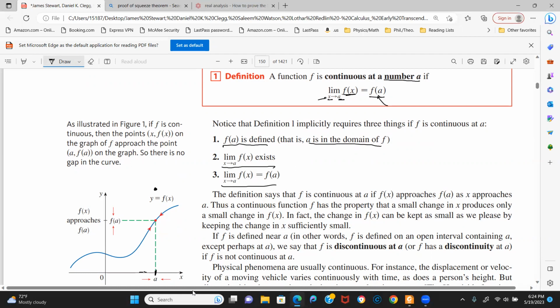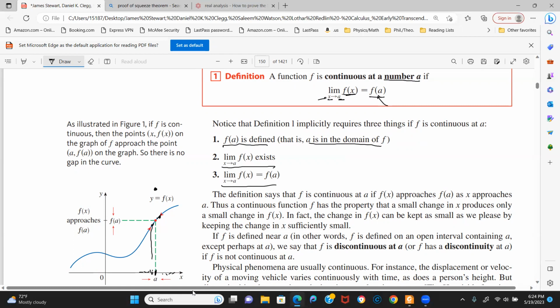And so if you consider points to the left or points to the right, and then you look at the f of those values, you can see they're getting closer and closer to what f of a is. So that's what continuity is. And so you can see, yeah, this does capture that idea that you can draw your graph without lifting the pencil in principle.